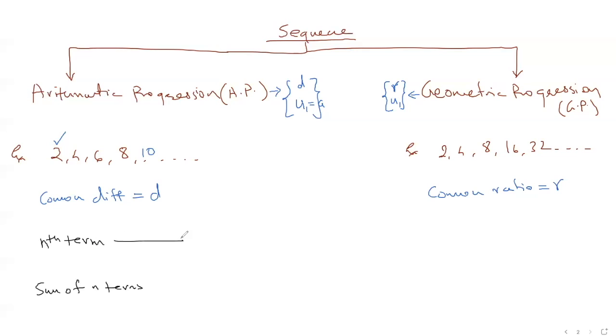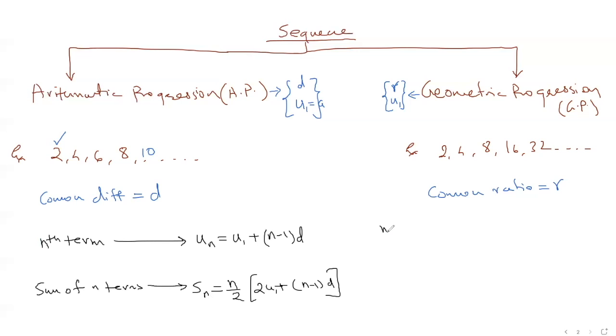Let me first write down the formulae, and then we'll solve some sample questions so that you know how you use them. So the nth term, Un, for an arithmetic progression, the formula is U1 plus (n minus 1) times d. We will use this formula and solve a problem later on. And the sum of n terms is written as n by 2 times (2u1 plus (n minus 1) times d). That is how you find the sum of n terms.